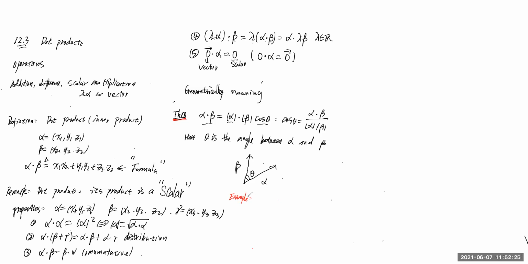So the first one: alpha's length is 4, beta's length is 6. The angle between alpha and beta is pi over 3.